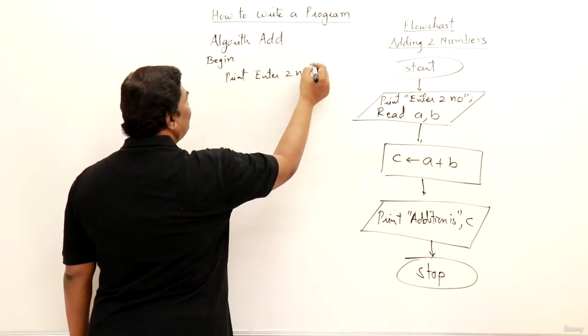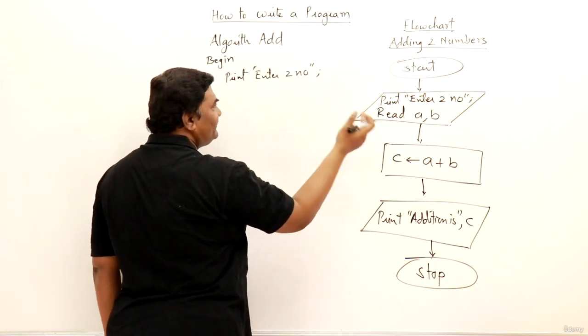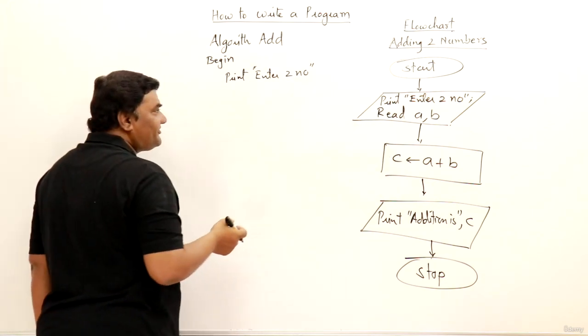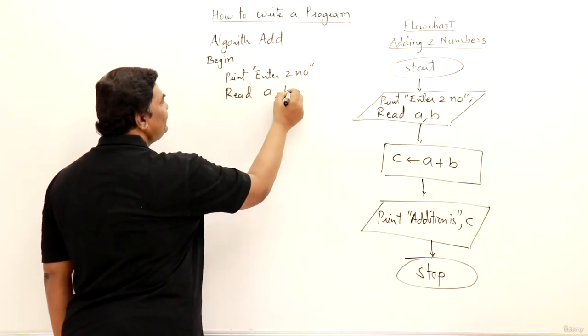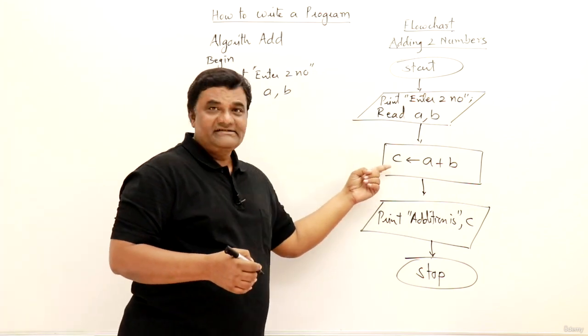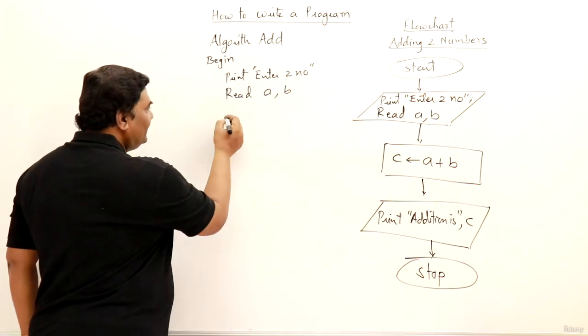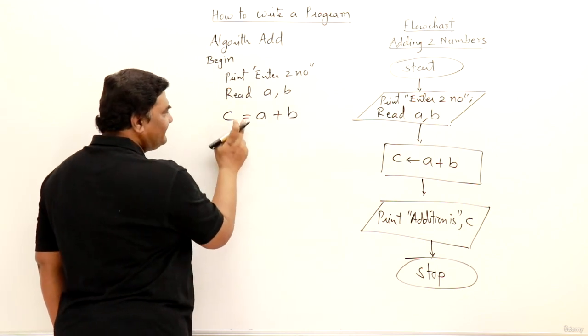Okay, this is a message I am giving. Writing semicolon or not is a choice because it's pseudocode. It's not strict. Then I should read two numbers in two variables, that is A and B. This is over. Now next step is processing. So C is assigned with A plus B.